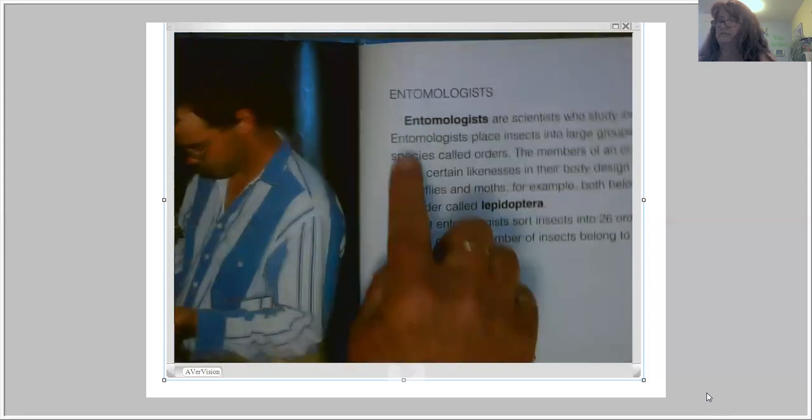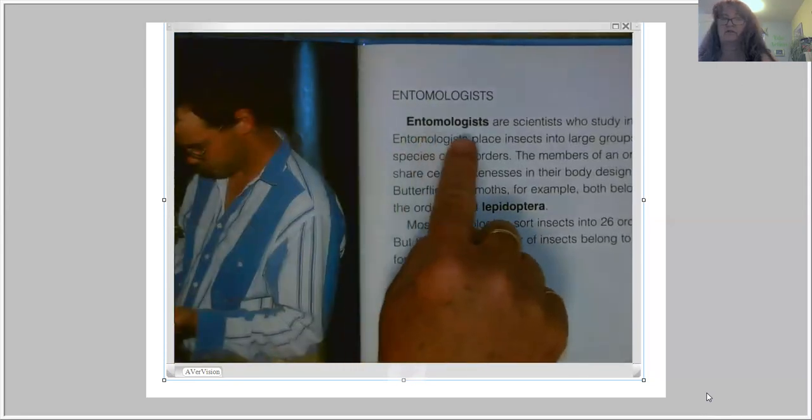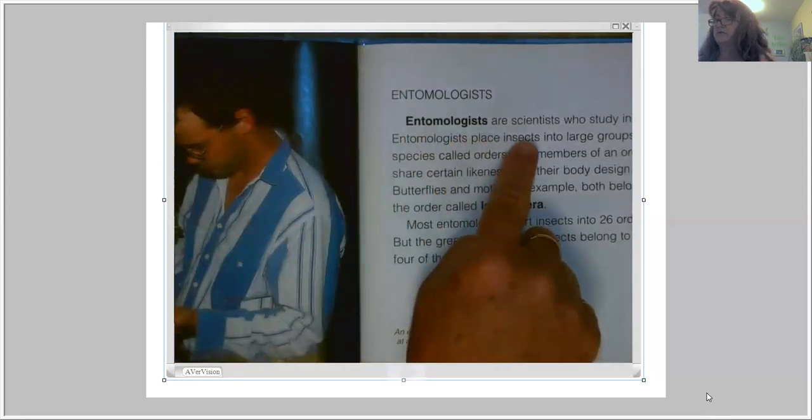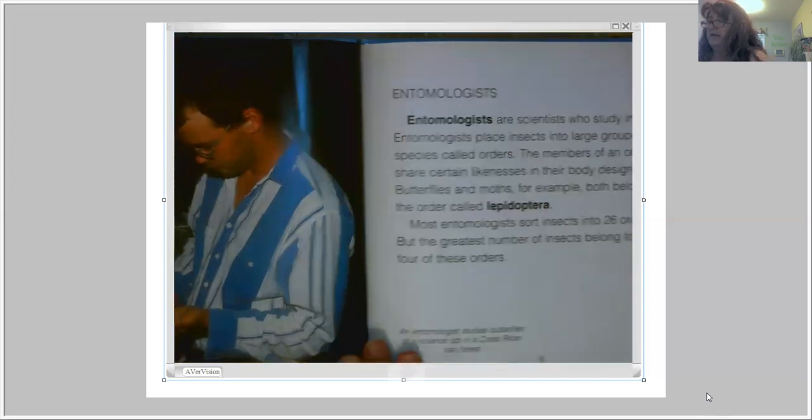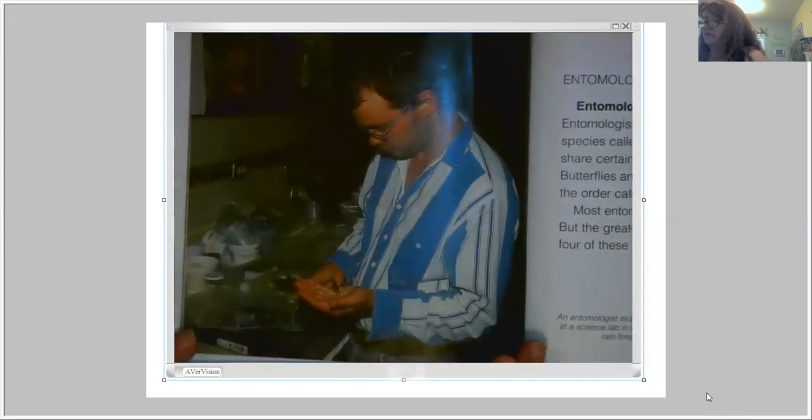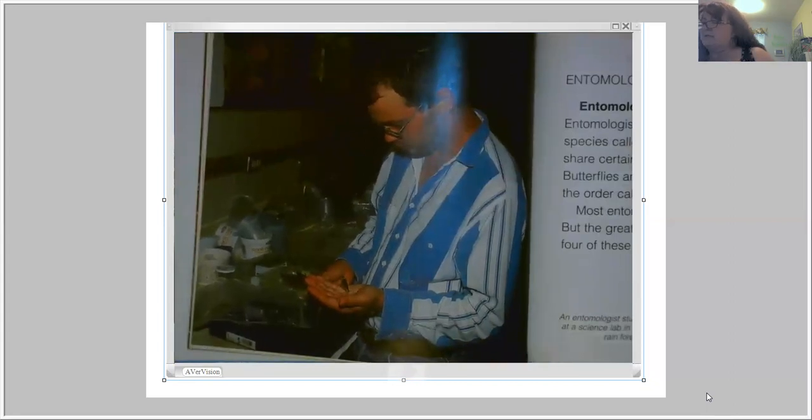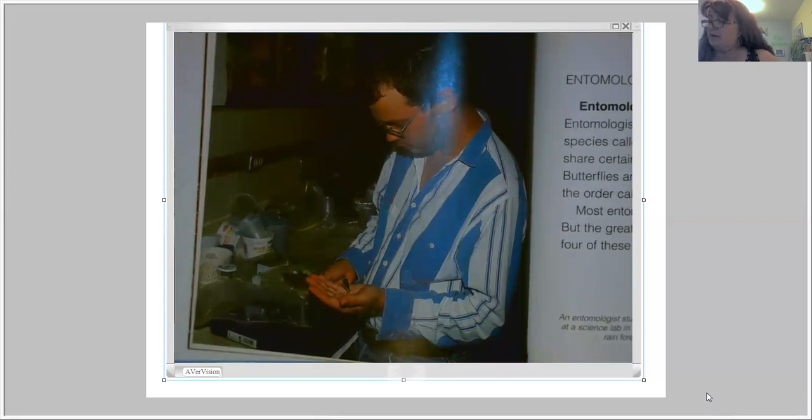Entomologists, see here it is in big dark letters. Entomologists are scientists who study insects. Entomologists place insects into large groups of species called orders. The members of an order share certain likenesses in their body design. Butterflies and moths, for example, both belong to the order called Lepidoptera. Most entomologists sort insects into 26 orders, but the greatest number of insects belong to just 4 of these orders.